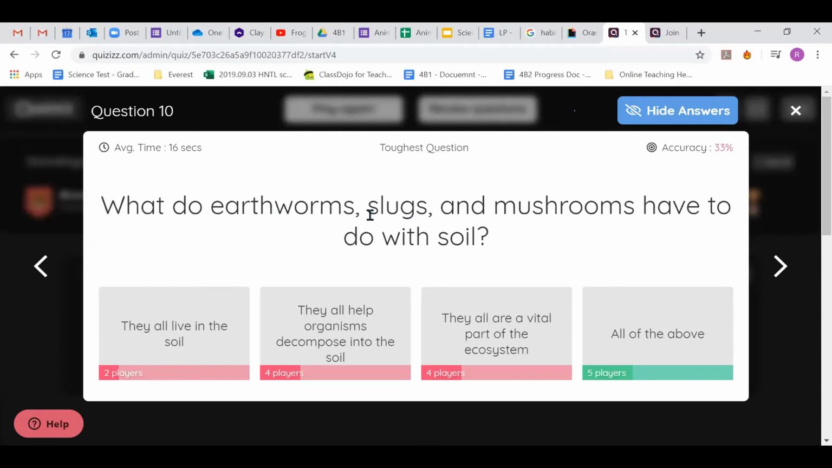Slugs also live in the soil. They eat leaves and decompose. Where do mushrooms come from? Mushrooms come from the ground. They come from soil. So what do they have to do with soil? Well, they all live in soil. Yes. They all help organisms decompose into soil.